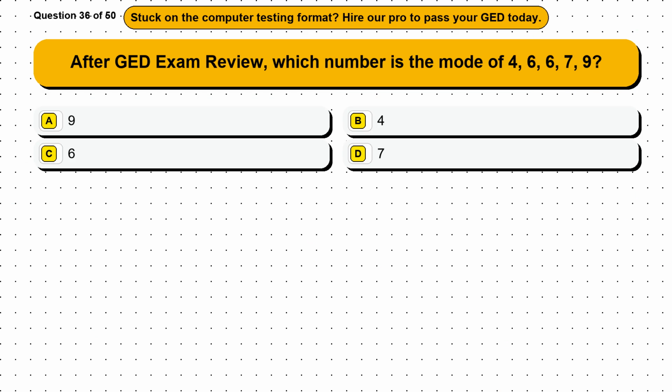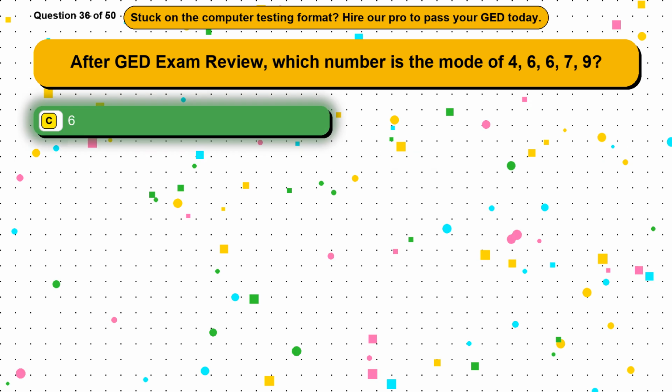Question 36. After GED exam review, which number is the mode of 4, 6, 6, 7, 9? Option A, 9. Option B, 4. Option C, 6. Option D, 7. The correct answer is option C.